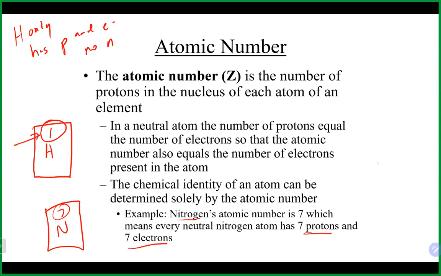If we look at something like calcium, calcium has a 20. That means if I have a neutral calcium ion, it has 20 protons, and it should also have 20 electrons to balance out the charge with each other.